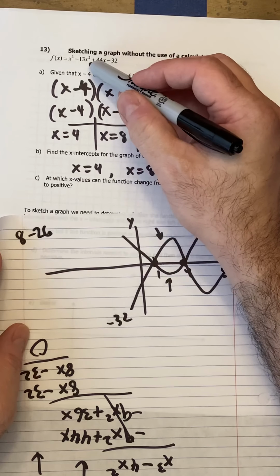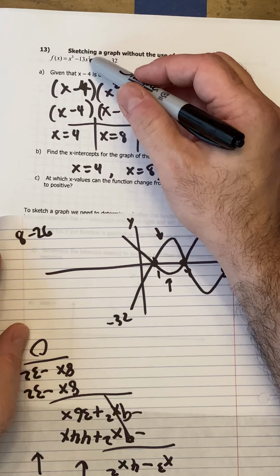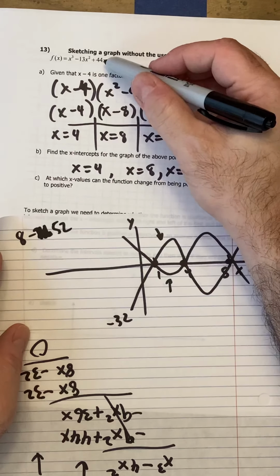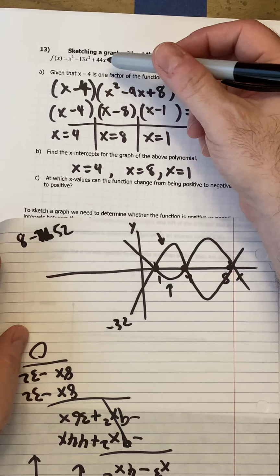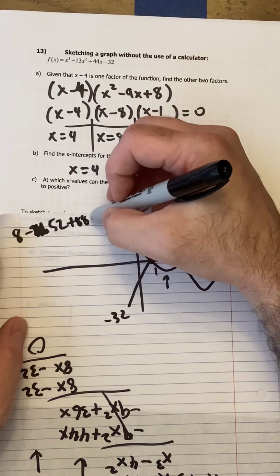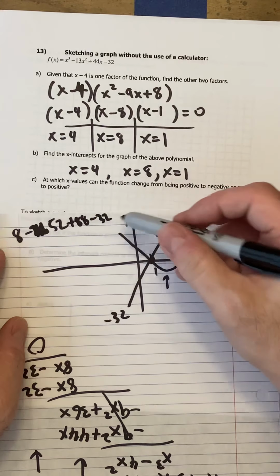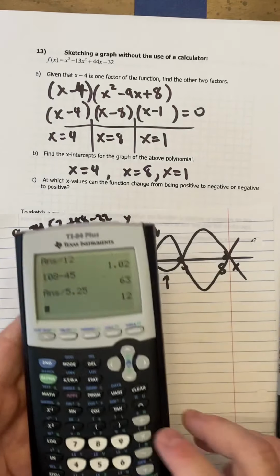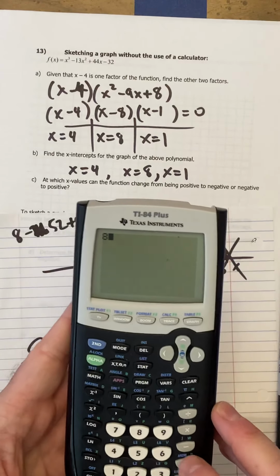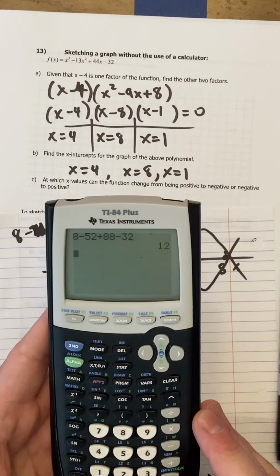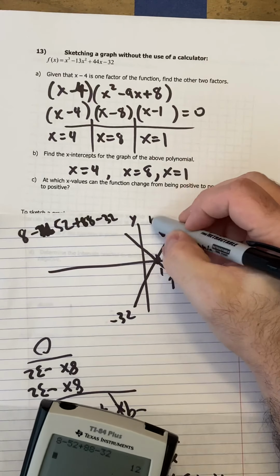I'm sorry, let me just check that. 2 squared is 4, so no, it's not. It's going to be -52. 44 times 2 is 88, plus 88, -32. So that number is actually going to be bigger. Let me check that number. We get 8 minus 52 plus 88 minus 32, positive 12.